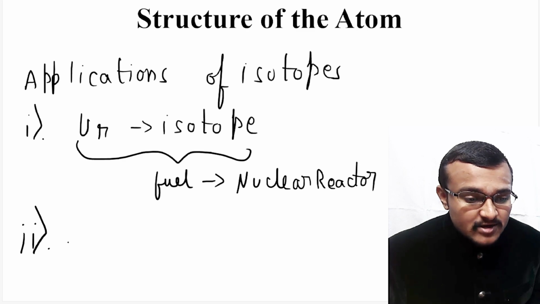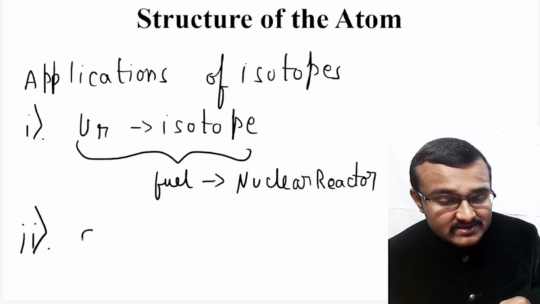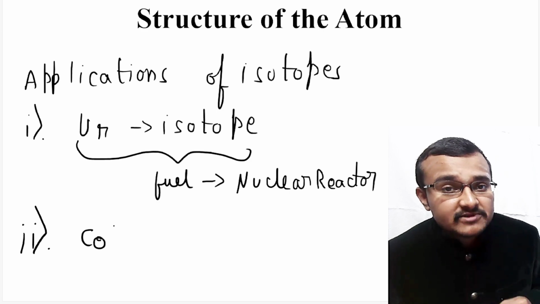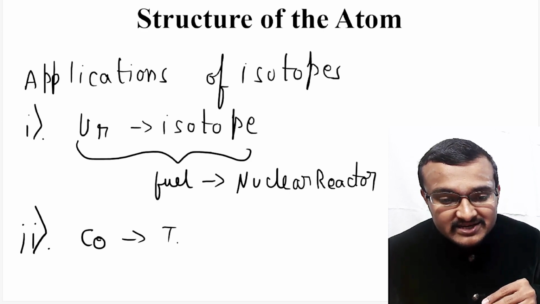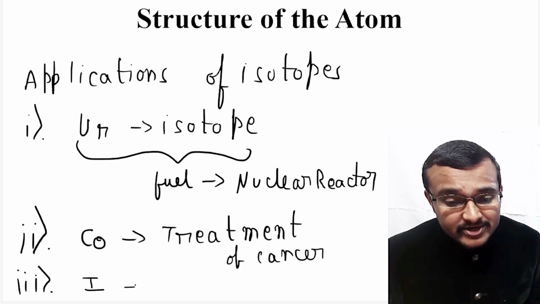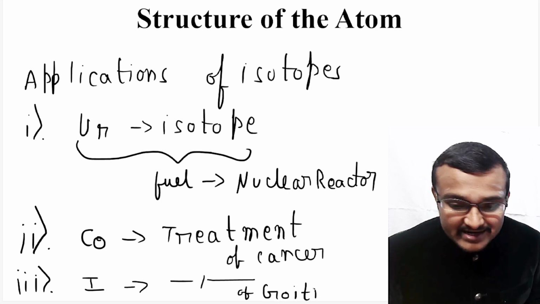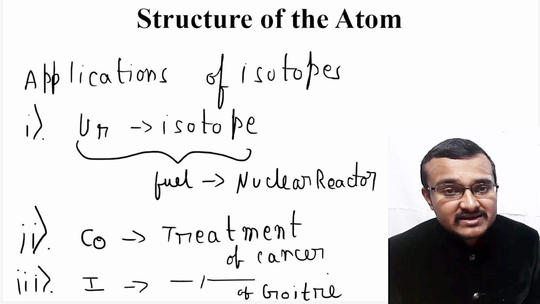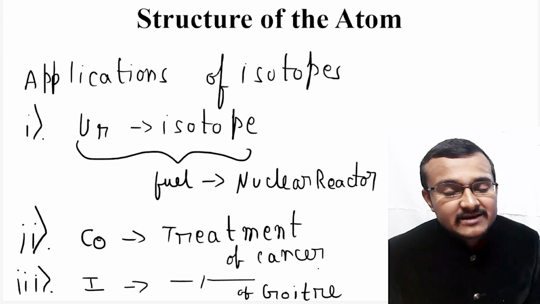And the next application of isotopes is that, if you are considering cobalt as your example, one of the isotopes of cobalt can be used in the treatment of cancer. And if you consider an isotope of iodine, the iodine isotope can be used for the treatment of goiter. Goiter is one of the diseases which can be observed in human beings due to the lack of iodine in their body.